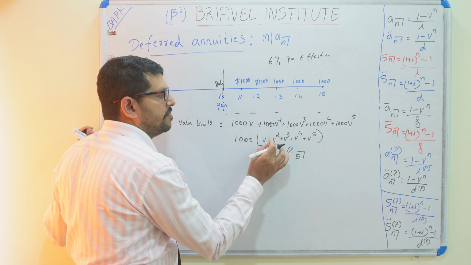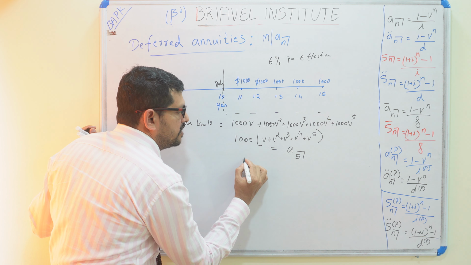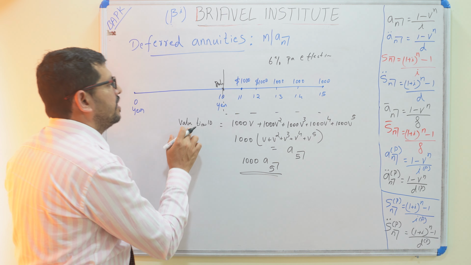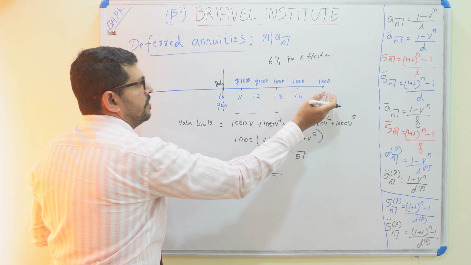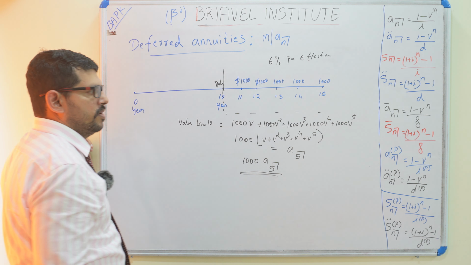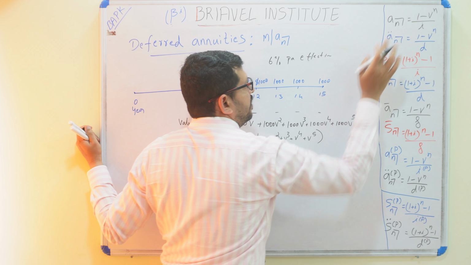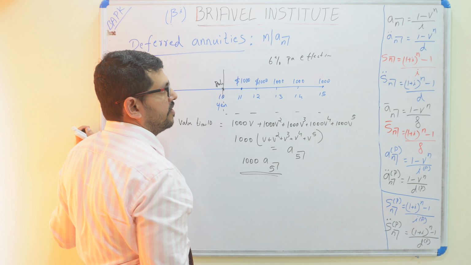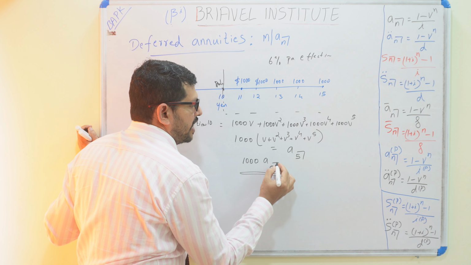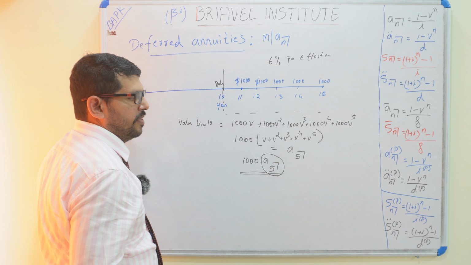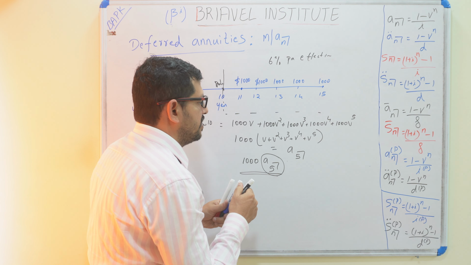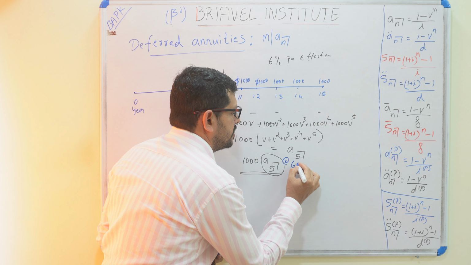So we know that v plus v squared plus v cubed and so on, we can write as 1,000 a_5. At time 10, what is the present value? At time 10, it is 1,000 a_5. So we know the a_n formula, it is 1 minus v raised to n divided by i. We know this formula. If you apply a_5, you will get it directly from the table at the rate of 6% interest.